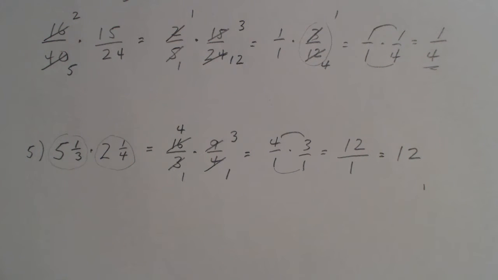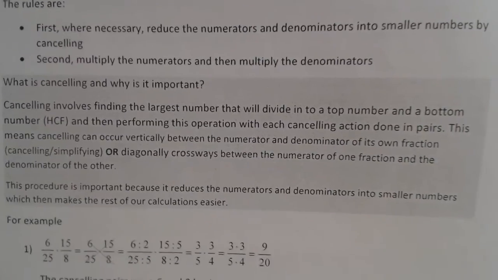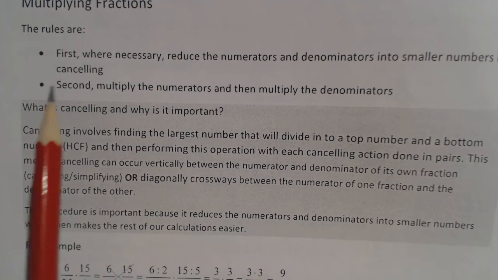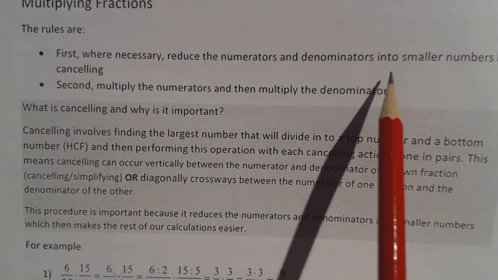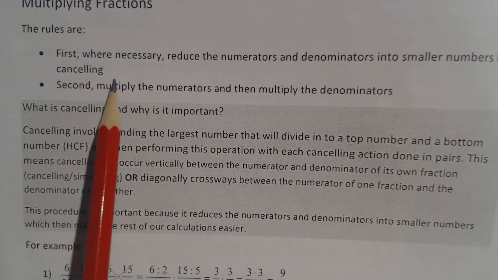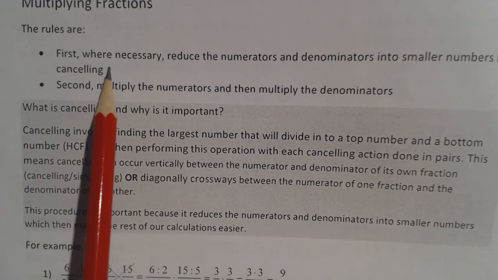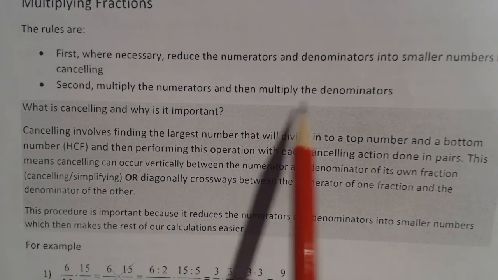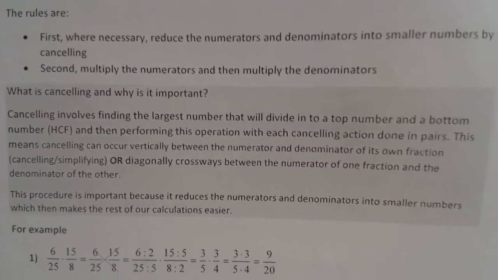Okay, so let's now have a look at the rules for multiplying fractions. The rules are, first, where necessary, reduce the numerators and denominators into smaller numbers by cancelling. You must always do that first if it's possible. Then multiply the numerators and then multiply the denominators. And that's exactly what we did in those examples.